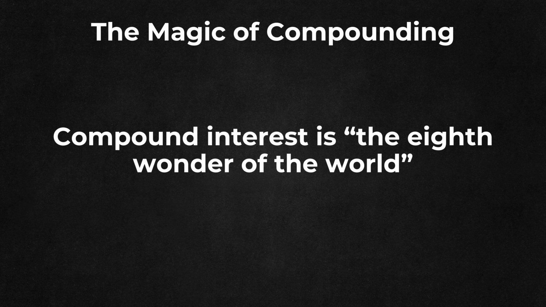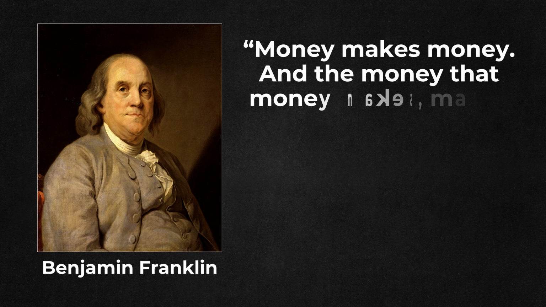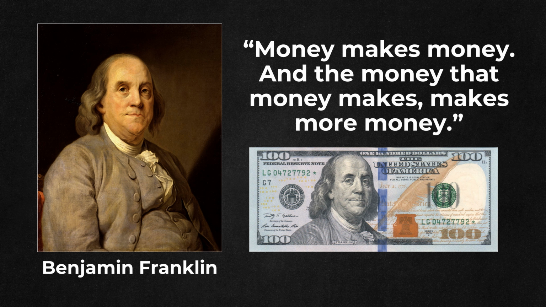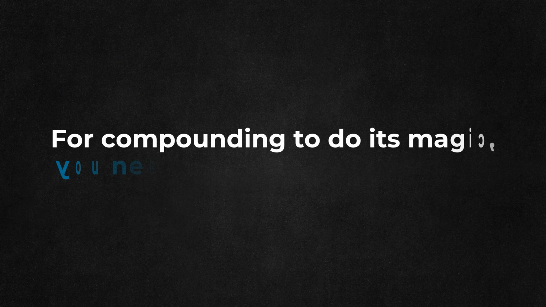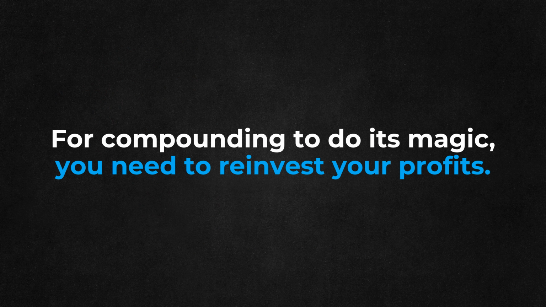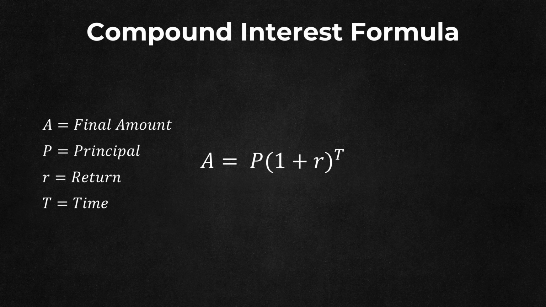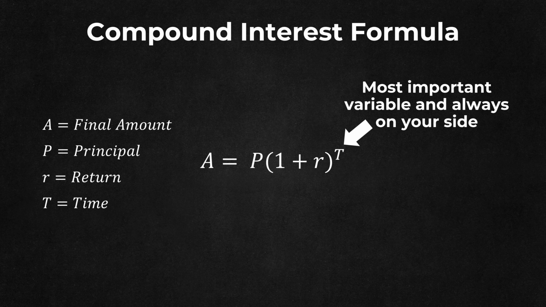To quote Benjamin Franklin, money makes money, and the money that money makes makes more money. However, for compounding to do its magic, you need to reinvest your profits. Traders tend to focus on the wrong part of compounding. Let's look at the compound interest formula to see why that's the case. When we look at this formula, it becomes clear that time is the most important factor of all, because it is used as an exponent, and beyond that, time is always on your side, since time only moves forward.